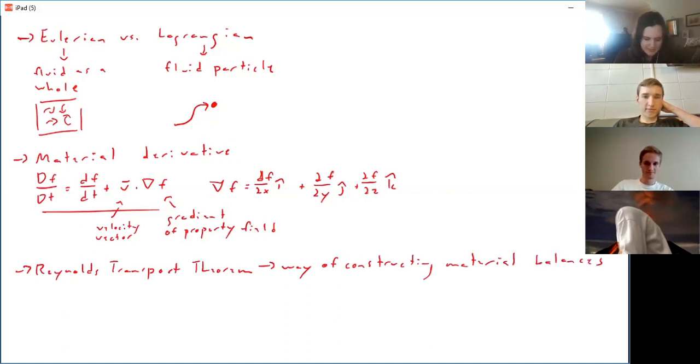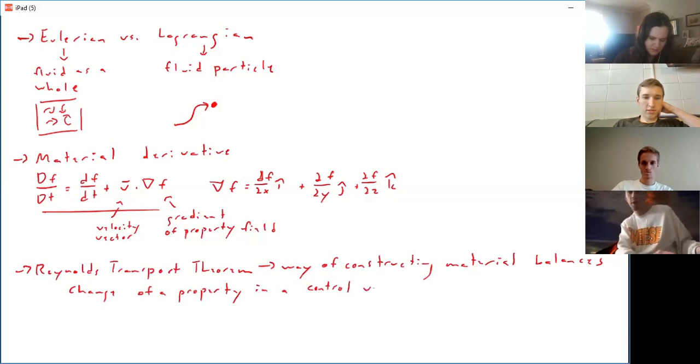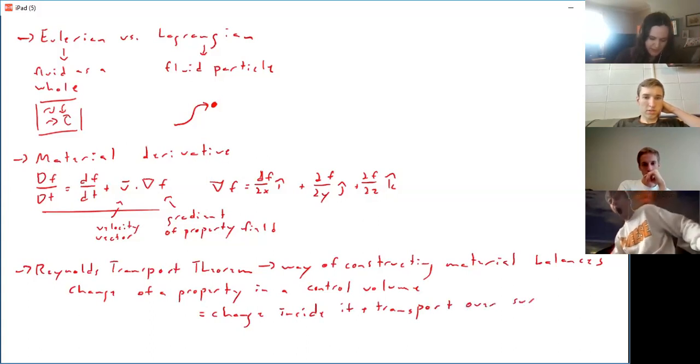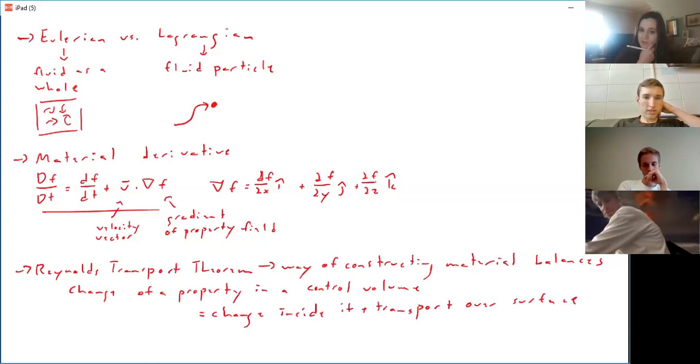And the whole idea is that the change of a property in a control volume is equal to the change inside it plus transport over the surface. That's just the variant. Yeah, so that's the idea. We didn't go into depth. I just sort of wanted you to see where this came from. And then we made a couple of balances out of it.